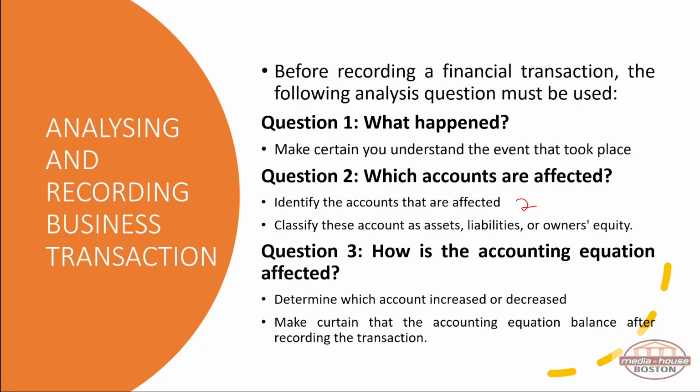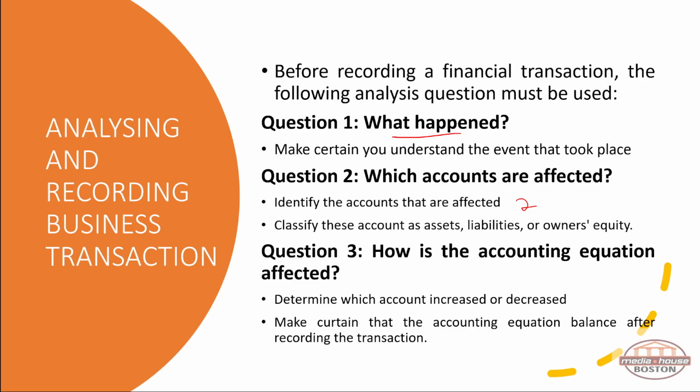Once we are done classifying, we move to the last question: how is the accounting equation affected? Here we determine which account increased and which account decreased. Once we are able to classify the accounts, the last thing is to ask what actually happened, which tells us whether this type of resource is increasing or decreasing. That's what we are going to explain here: this account is increasing, this account is decreasing.